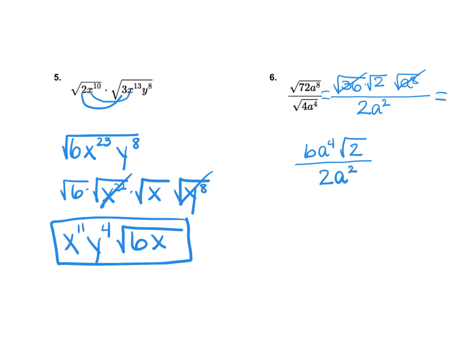Now let's take a look to see how else we can simplify here. Notice you could take these. So 6 divided by 2 is 3, and a to the fourth divided by a to the second power. Remember, when you divide exponents with the same base, we subtract the exponents. So you have a squared, and then we've got the square root of 2.